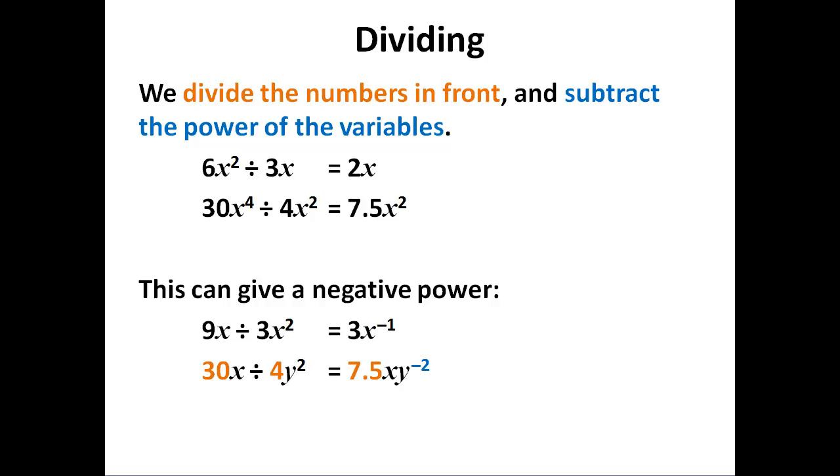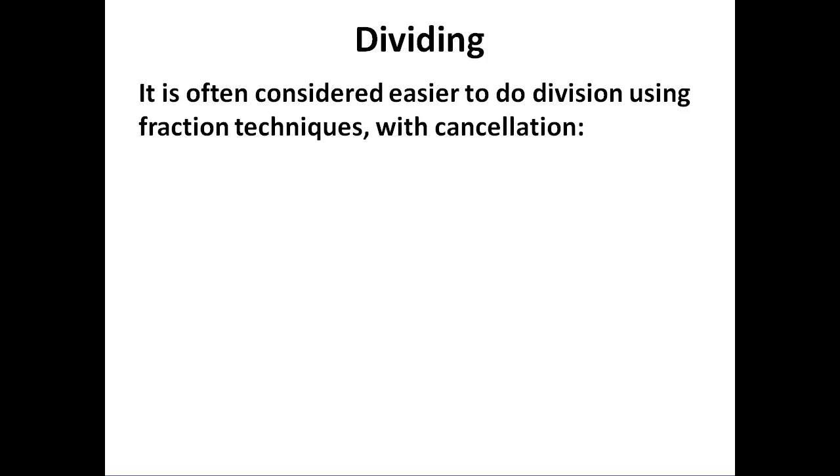A lot of people find that quite tricky, so we don't do it that way generally. We generally do it by way of fraction techniques, cancelling out the variables. So 6x squared divided by 3x is 6x squared over 3x, and then one of the x's cancels on the bottom, one of the x's on the top. It's the same as the subtraction. That gives us 2x over 1, because 6 over 3 is 2 over 1, and we don't write the over 1, we just write 2x.